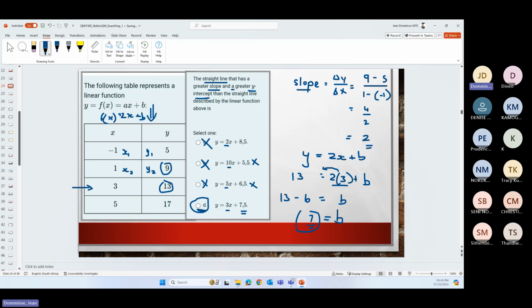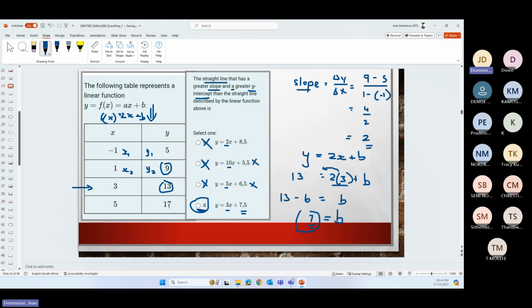Okay, but first we needed to work out the slope, and you can go and test this with any other 2 points. So again, if it was 17 and 13, we would also have gotten 4. So 17 minus 13 would also have given us 4, and 5 minus 3 would also have given us 2. So it really doesn't matter which 2 points you use, you will get that 2 for the slope.